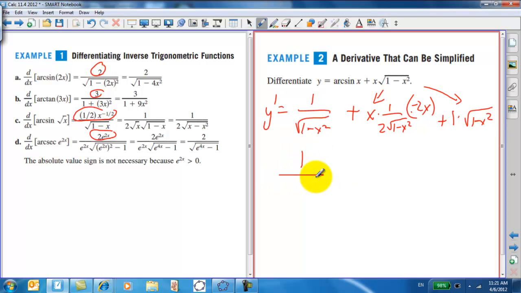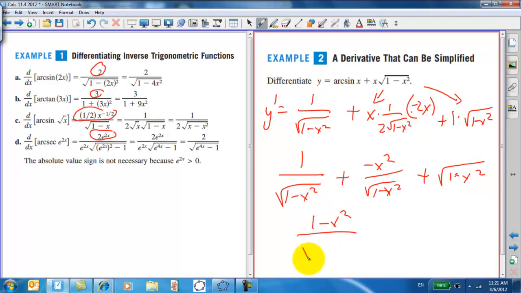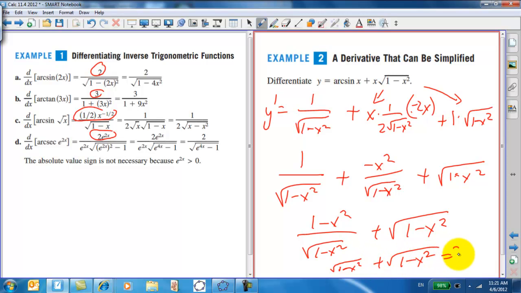So let's see what we got here. We got 1 over the square root of 1 minus x squared plus negative 2x squared over 2, so that's going to be a negative x squared over the square root of 1 minus x squared, plus the square root of 1 minus x squared. Well, these two add up into 1 minus x squared over the square root of 1 minus x squared, plus the square root of 1 minus x squared. And anything divided by its own square root is its square root again. Like 3 divided by the square root of 3 is the square root of 3. So we just get 2 of these bad boys: 2 square root of 1 minus x squared.